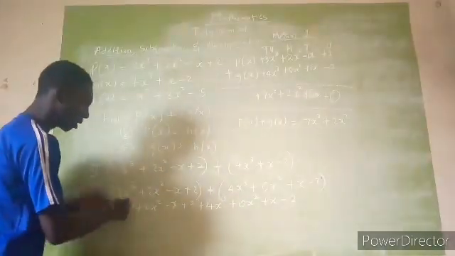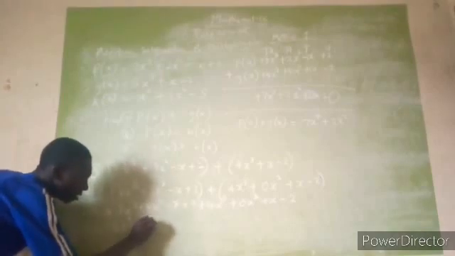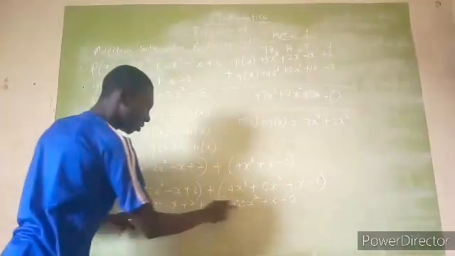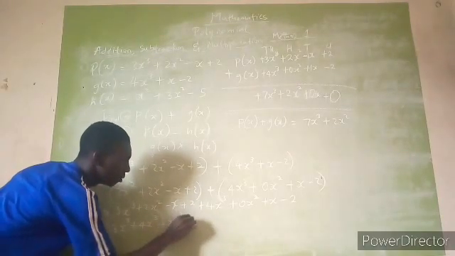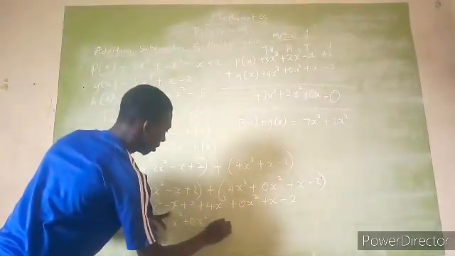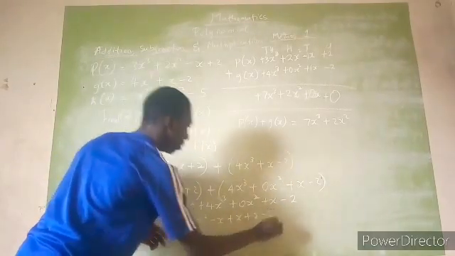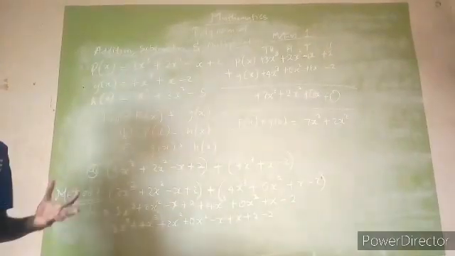So 3s cubed. Do you have any other s cubed? Yes, I have 4s cubed. I bring them together: 3s cubed plus 4s cubed. Moving to s squared. Do I have another s squared? Yes. 2s squared plus 0s squared. Next one, I have negative x plus x. The next one, plus 2 minus 2. Now to bring them into families.